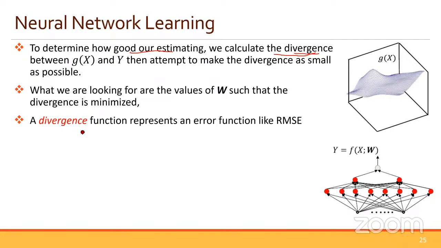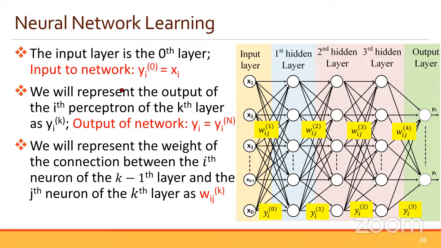The divergence function basically represents an error function between the actual output and the estimated output. It can be a different error, like root mean square error, a combination of the root mean square error and the absolute mean error, and so on. But how do we reduce this error?